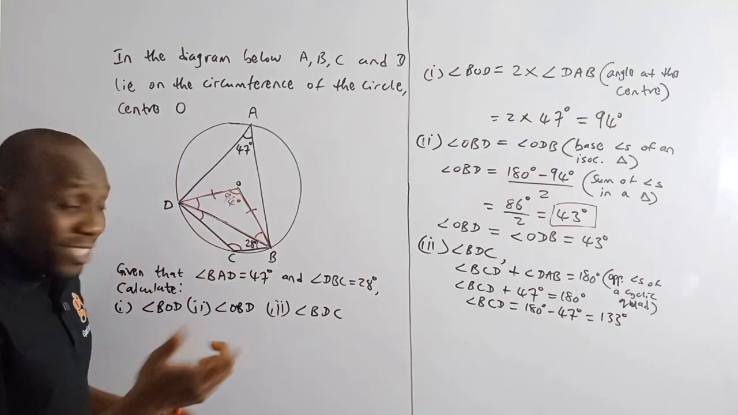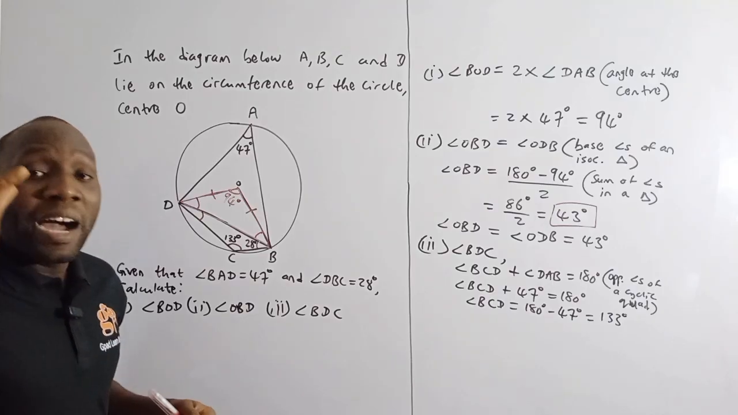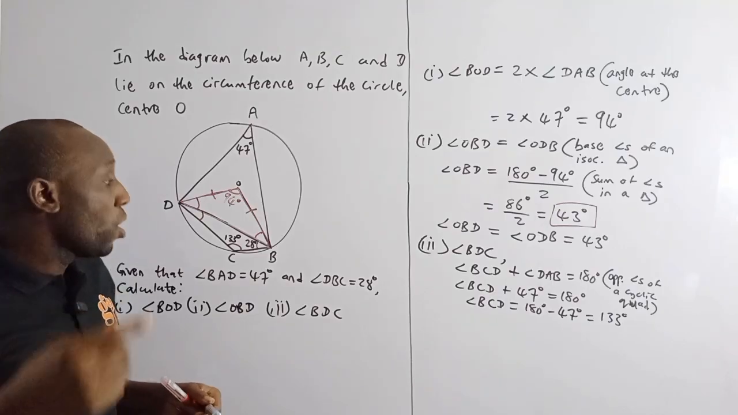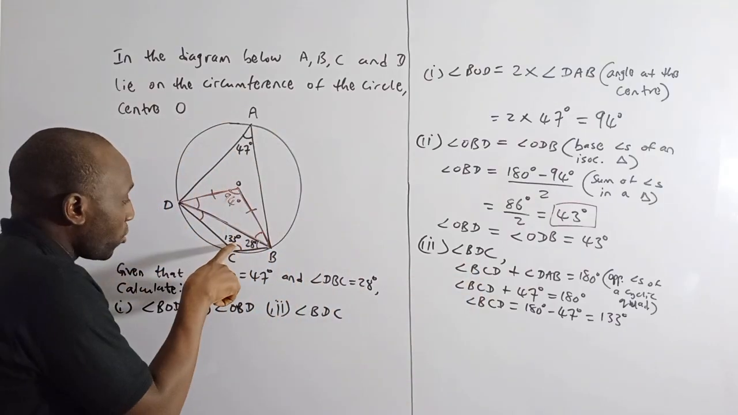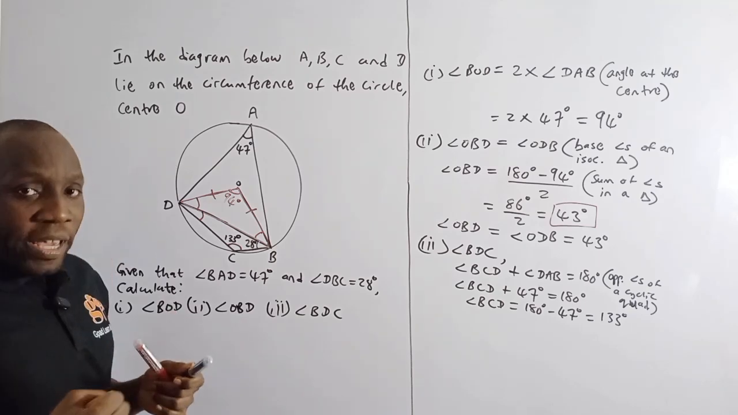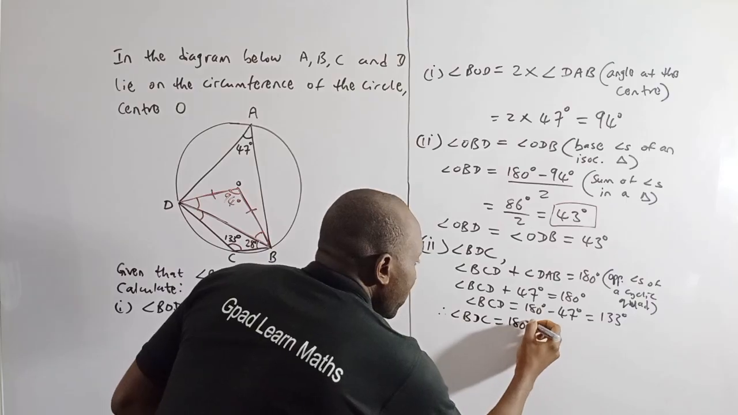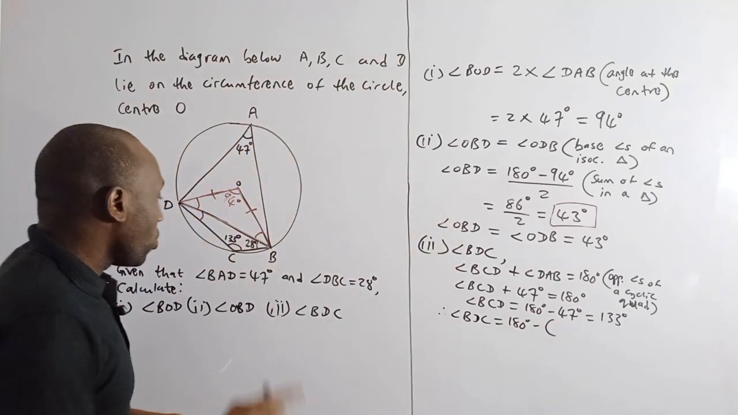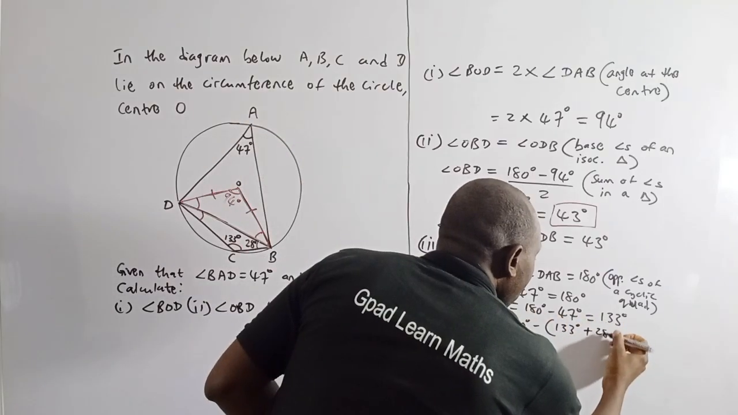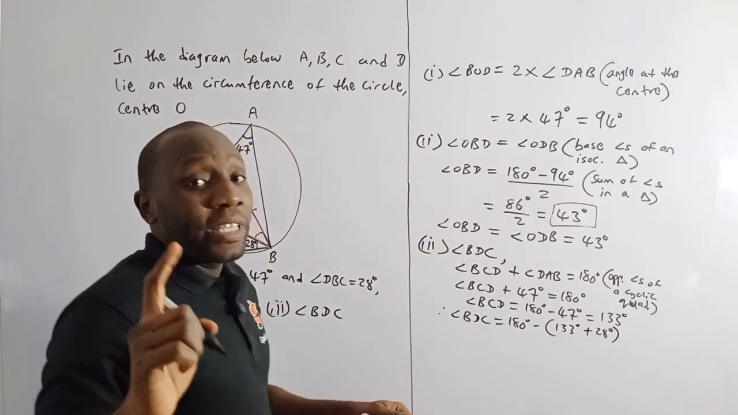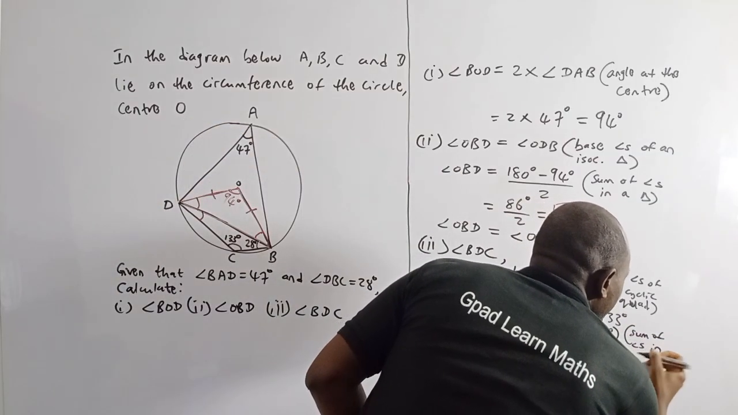Okay, I think it's easy to get this angle now. Since this is 133 degrees, remember that the sum of angles in a triangle is equal to what? 180 degrees. So to get angle BDC, I will have to subtract the sum of these two angles from 180 degrees. So I will say, therefore, angle BDC will be equal to 180 degrees minus the sum of the other two angles, which are what? 133 degrees plus 28 degrees. And what's the reason for that? Sum of angles in a triangle.